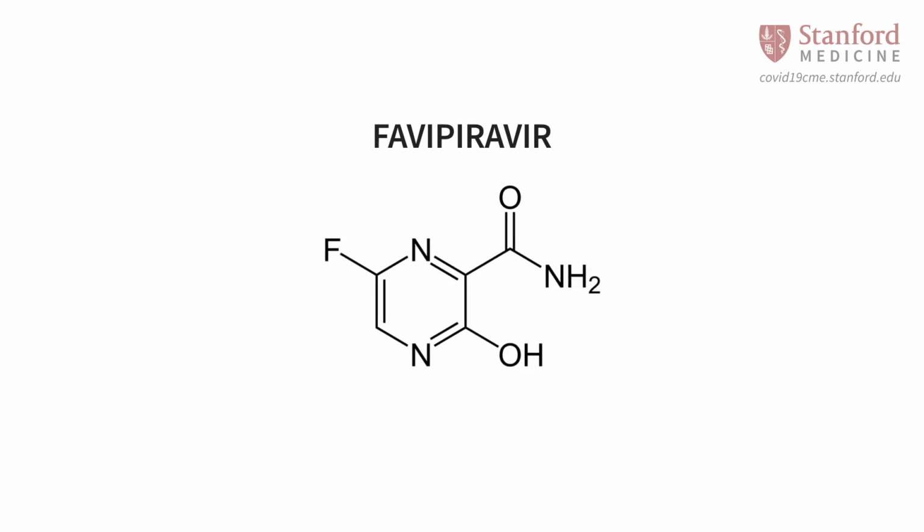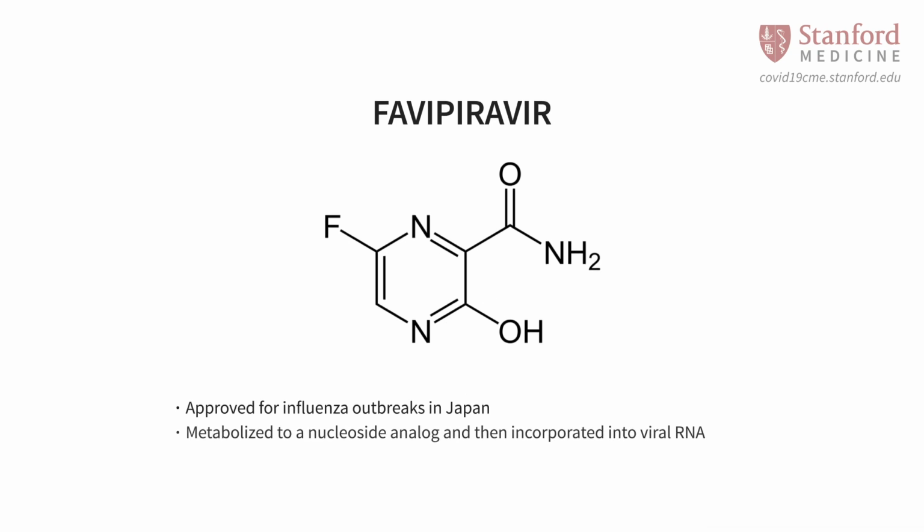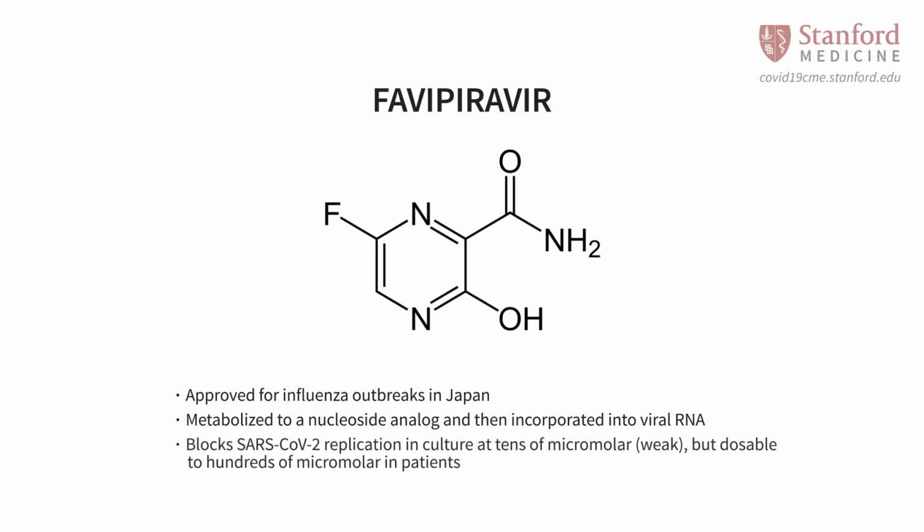The following step in the virus life cycle is RNA replication. One drug that appears effective at blocking this step is favipiravir. This is a broad-spectrum inhibitor of RNA replicases that is approved in Japan for influenza. It functions as a prodrug that is metabolized into a nucleoside analog and then incorporated into viral RNA to cause mistakes in replication. Favipiravir was found to inhibit SARS-CoV-2 replication in culture at concentrations in the tens of micromolar, but it can reach concentrations of hundreds of micromolar in the body after oral dosing.